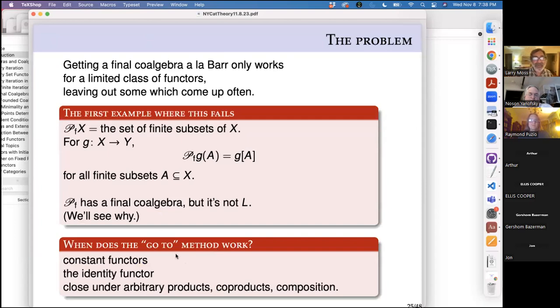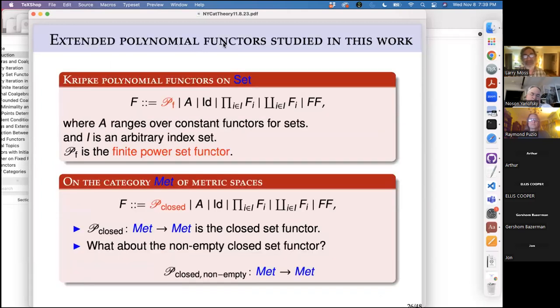So that's what happens here. So when does it work? The go-to method is Barr's theorem. And when does it work? Well, it works for the constant functors. It works for the identity. And it works for anything that you could get from the constants and the identity using products, coproducts, in fact infinite products, infinite coproducts, and composition. So it works for some kind of polynomials, and that's what we're calling a Kripke polynomial. It wasn't our definition, and I don't even think it's very relevant.